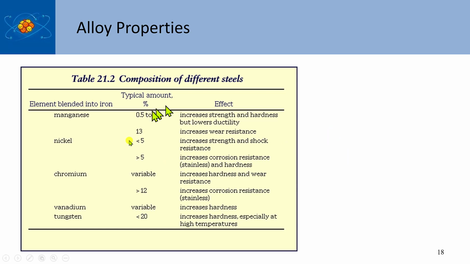And I thought I would just throw this in here because it lists some of the effects of alloying different elements with iron to produce different kinds of steels. So blended into iron: manganese, nickel, chromium, vanadium, tungsten, the typical amounts that they use, and then what effect that has on it. It affects crystal structure, electrical conductivity, how hard it is, how brittle something is, how flexible something is, and how corrosion resistant things are. And that's really one of the main purposes, of how we get stainless steels: we add elements to them to increase their resistance to corrosion.